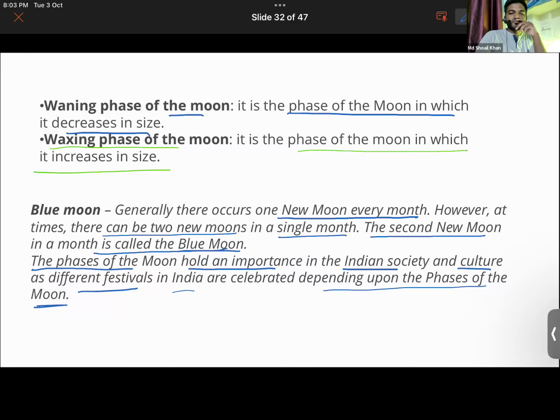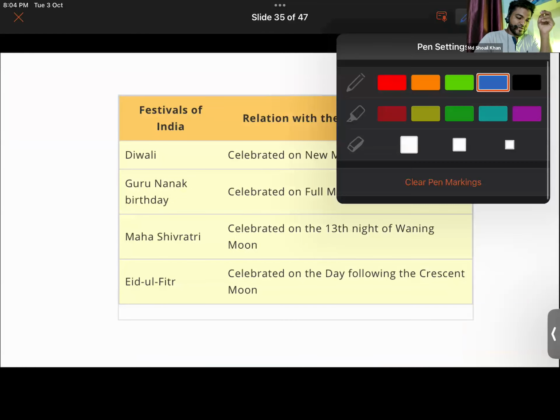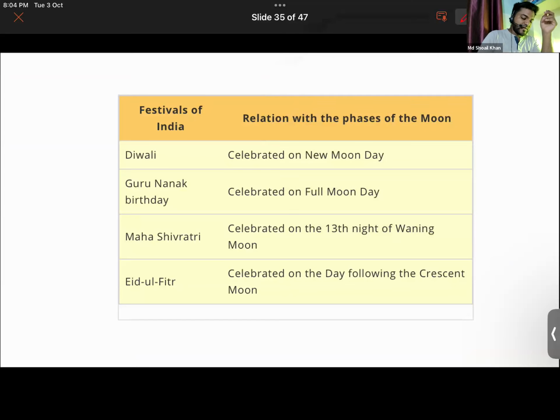Eid, very good. On which phase is it celebrated? Crescent moon, exactly. Other festivals are also there. For example, Diwali is celebrated on new moon day. Guru Nanak birthday is also there. Then you have Mahashivratri. So have a look at them as well. While I come back to the previous slides, first have a look at them and please remember them. Diwali is celebrated when, Ahmed?